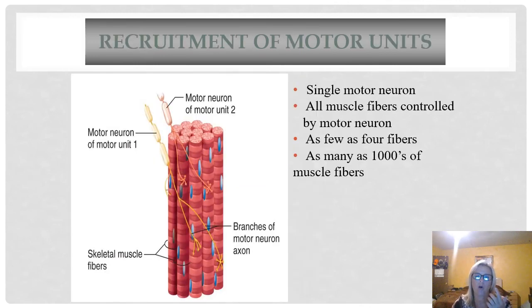We also have what we call recruitment of motor units. A motor unit is a motor neuron and the muscle fibers that it controls. So it's those put together. The number of muscle fibers that you have in a motor unit varies. The fewer the muscle fibers that we have in the unit, the more precise the movement can be. Okay, so a single motor neuron here can have as few as 4 fibers, or it can have thousands of muscle fibers.